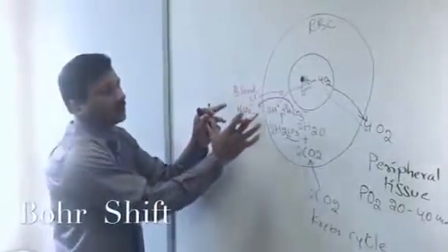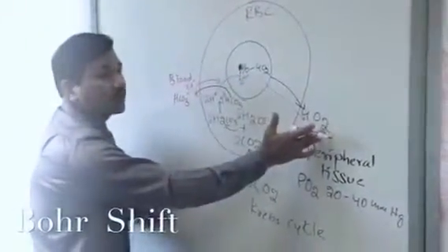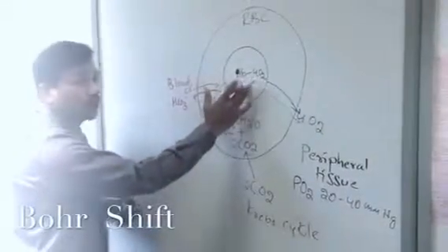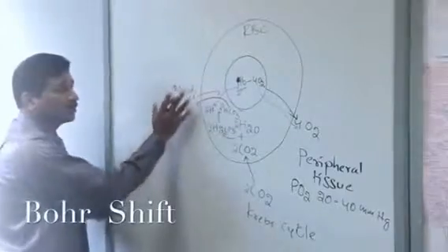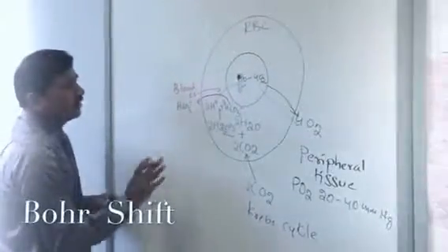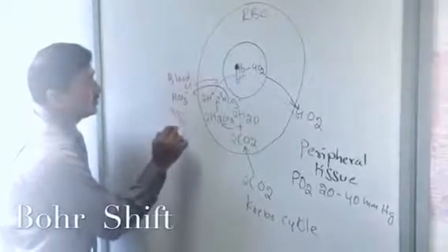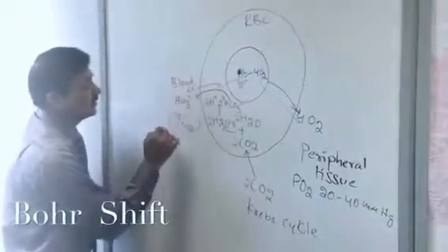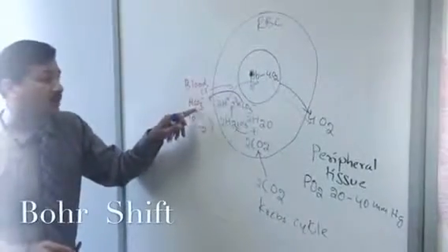Now your hemoglobin molecule in the peripheral tissue has released 4 molecules of oxygen for every 2 protons binding, and 2 bicarbonates are coming out. This is how 90% of carbon dioxide is carried back to the lungs in the blood in the form of bicarbonate.